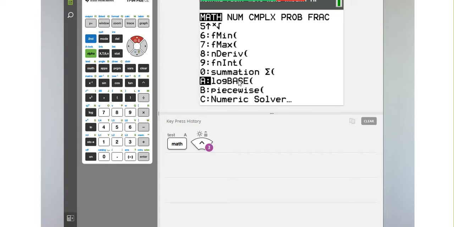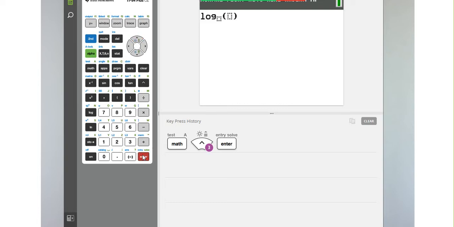There you go, to A. So you can also hit alpha and then A as well. That'll take you there. But log base, oh, that gives me log base 2 of 8. Now, let's remind ourselves what this is. When you take the log of something, it's saying, well, what power of the base gives me this number here? What power of 2 gives me 8?